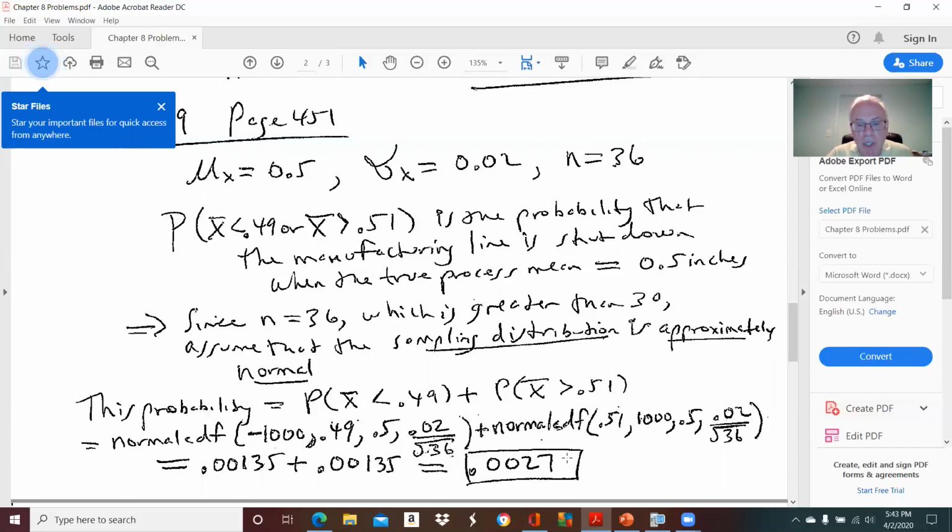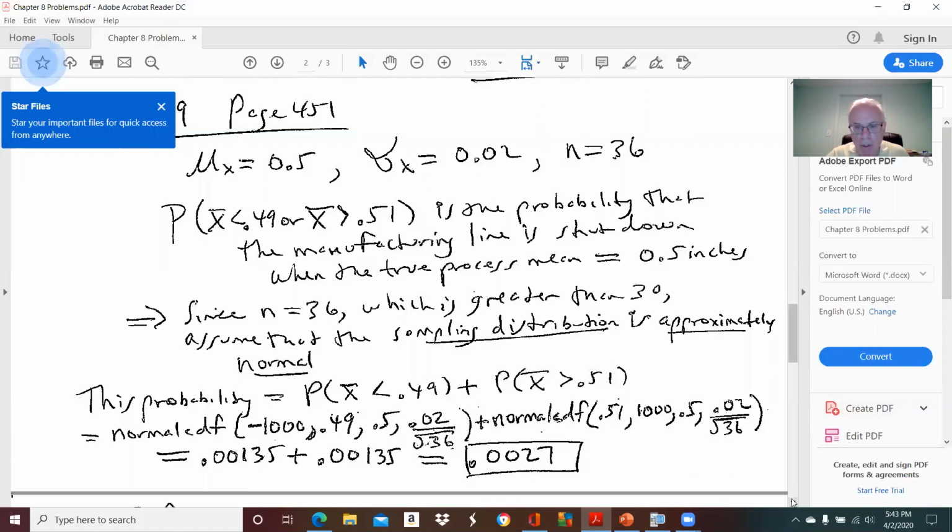The probability that it will be shut down, given that the true mean is 0.5, is very, very low. There's a very low chance that this process will be shut down. That's good because you don't want it shut down every day, right? What it says basically is 27 days out of 1,000 days the process is shut down. I think most manufacturers would feel good about that. All right, so let's look at a couple more problems and then we're going to close out for the day.